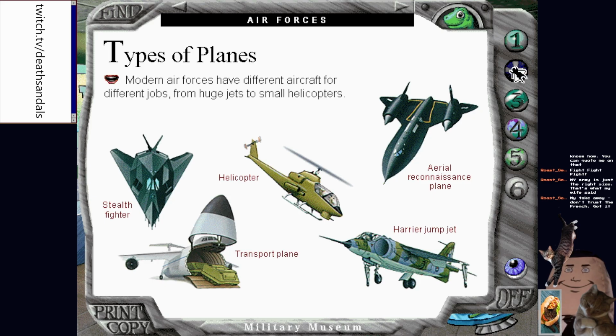Modern air forces have different aircraft for different jobs. Types of planes. Right. Oh yeah, I love these huge transport jets to small helicopters, because if you get the nose cone opening at just the right size, it looks like the plane's laughing. I always love those pictures.